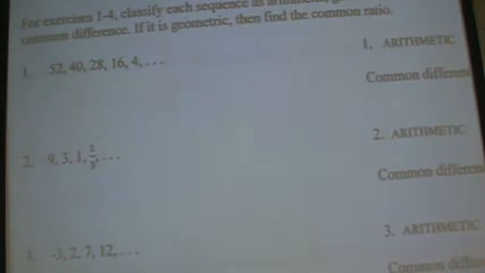For number 1 through 4, you're asked to determine whether they're arithmetic or geometric or neither. If it's arithmetic, you need to give me the common difference. If it's geometric, you need to give me the common ratio.